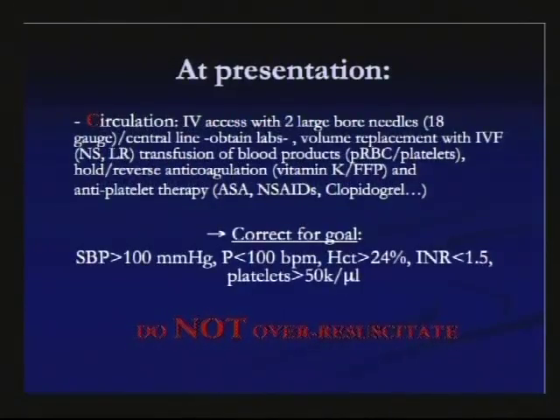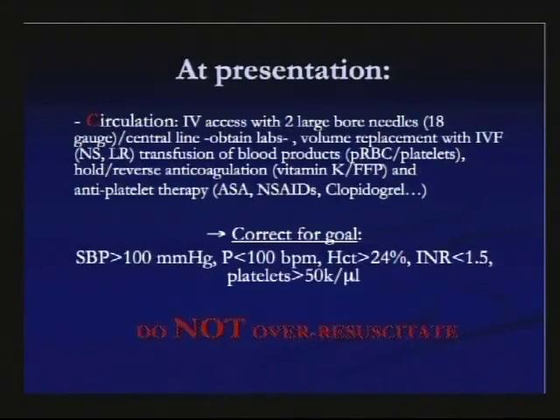Circulation, 2 large bore needles, maybe central line if they need that. Get your labs while you're doing this. Volume replacement with fluids, depending whether you're a surgeon or internist, so normal saline or lactated Ringer. Transfusion of blood products, depending on the clinical scenario. Give blood, platelets, hold and reverse anticoagulation. See if you want to give vitamin K or FFP.